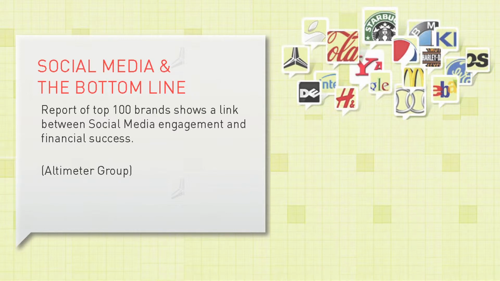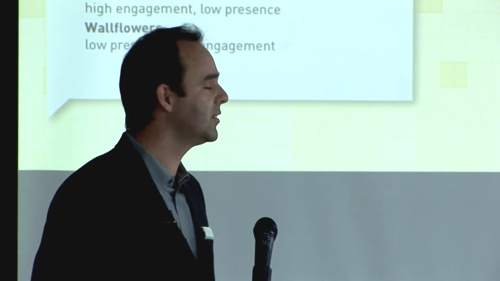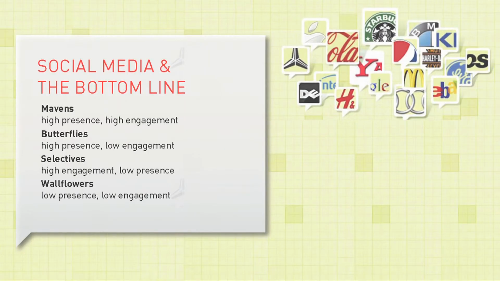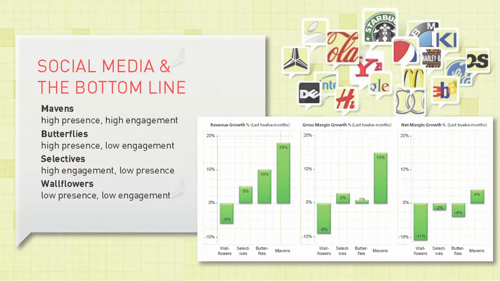This report looked at the top 100 brands globally and sorted them into 4 categories. The top category were the mavens, who had a high social media presence and a high level of ongoing engagement. They rated them down to the bottom category, the wallflowers, who have a low presence and low engagement. Then they looked at their financial performance, and what was really interesting is just how linear these graphs are.